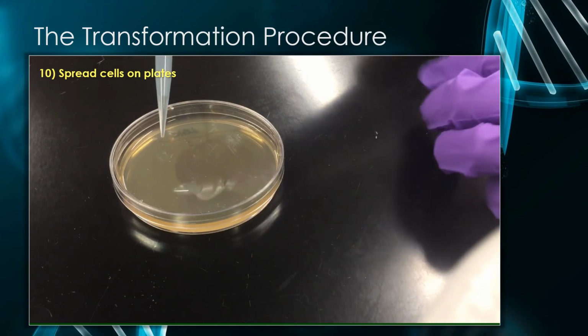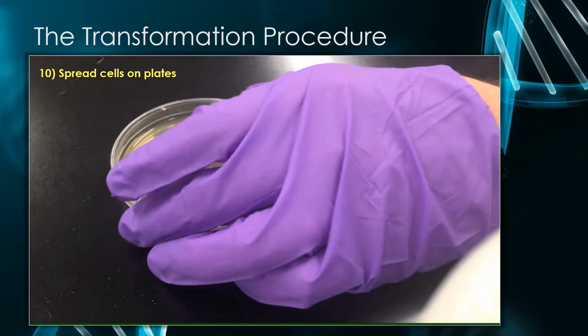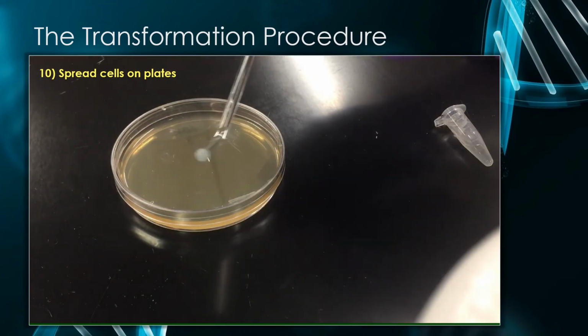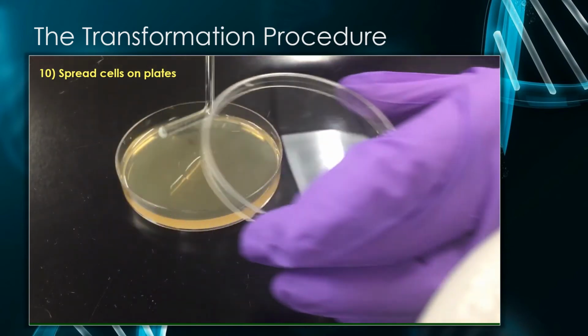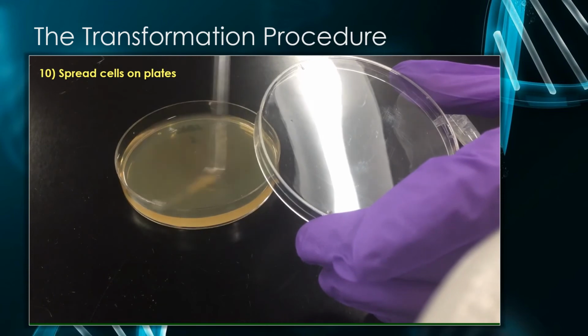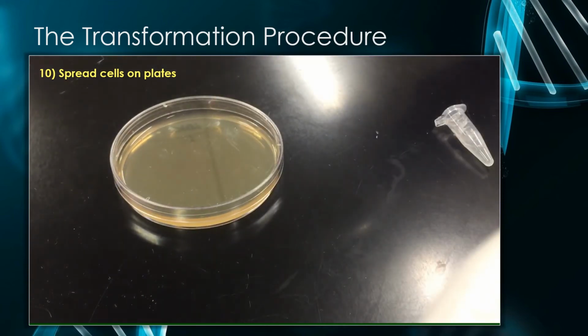Here's a brief video of me adding the culture to the agar plates. So 100 microliters is pipetted to the surface of the plate. Everything here is done aseptically, of course. I'm going to spread the culture around the plate with that bent glass rod. I'm not sure if it has a name. I call it a hockey stick, and spread it around the entire surface area of the plate.